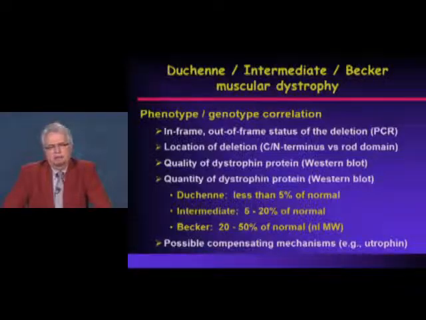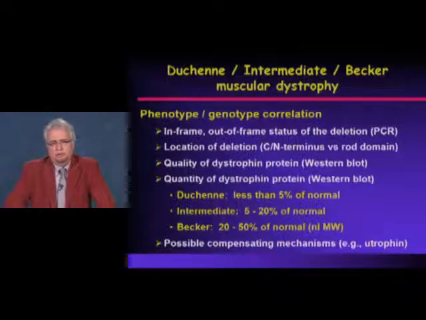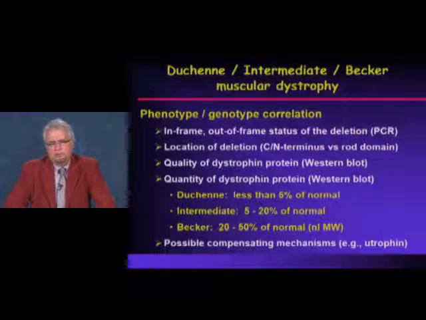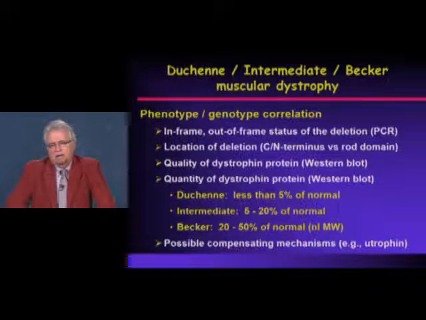Patients who have an intermediate phenotype have between 5 and 20% of normal. Patients who have Becker muscular dystrophy usually have between 20 and 50% of normal quantity of dystrophin protein. These are approximations. There are always exceptions to this. And the reason for the exceptions may be technical to some extent, but also may be related to the possible role of compensating mechanisms like utrophin upregulation, or perhaps the existence of epigenetic factors that can modify the phenotype even within two siblings in the same family who have the same mutation.